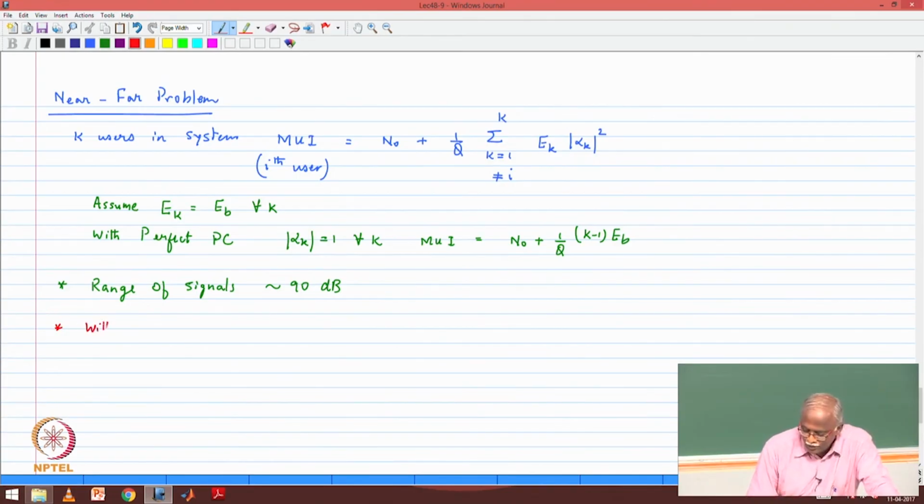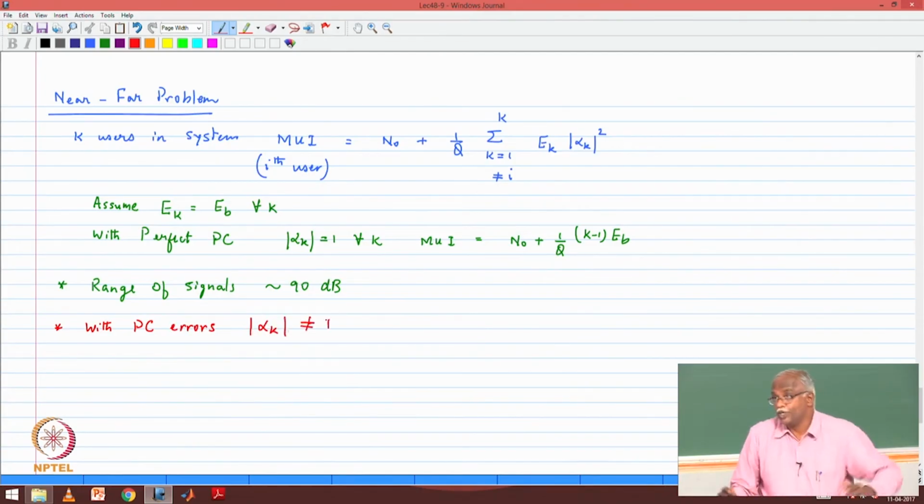Now, when you have a practical system, power control may not be perfect. So, with power control errors, how is it going to manifest? It is going to manifest in that the assumption that all alpha k's are equal to 1 does not hold. That is going to be the practical understanding of the situation.